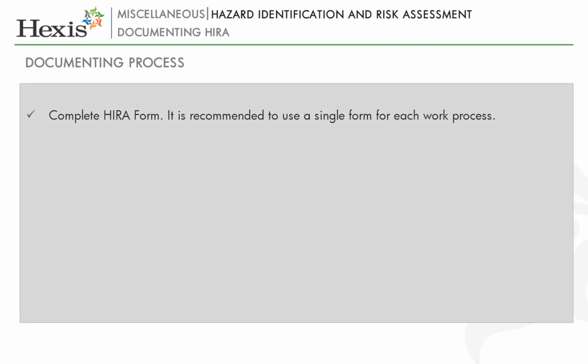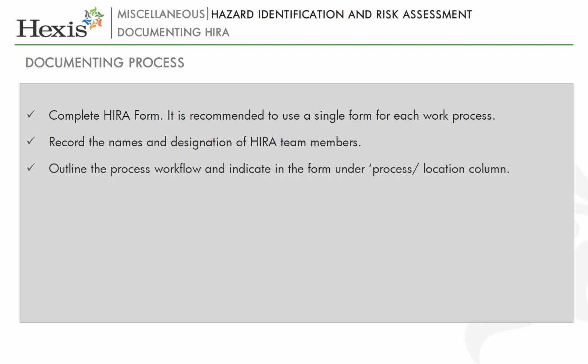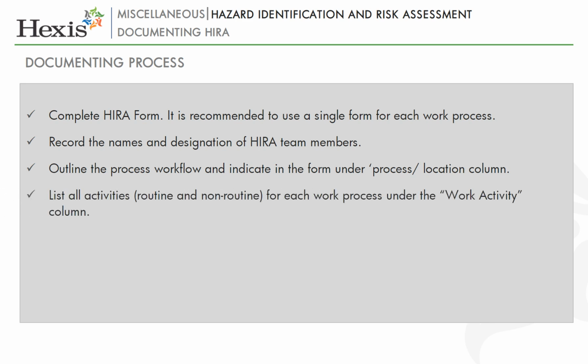Complete HIRA form. It is recommended to use a single form for each work process. Record the names and designation of HIRA team members. Outline the process workflow and indicate in the form under Process or Location column. List all activities, routine and non-routine, for each work process under the Work Activity column.